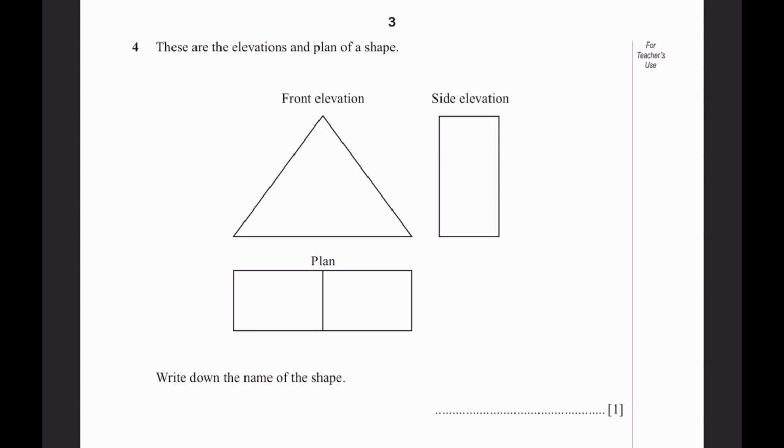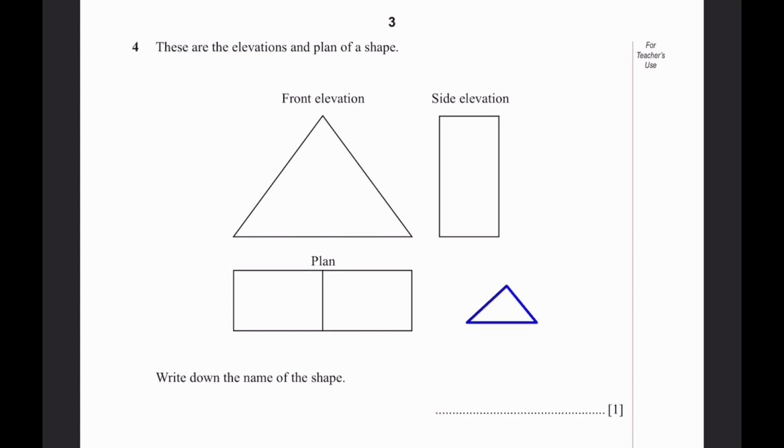4. These are the elevations and plan of a shape. Front, side, plan. This is the triangle, and that's the front elevation. Side elevation is looking from the side of the shape. Plan looks from the top of the shape. Write down the name of this shape. Alright, so first let's draw the front elevation, and let's see what happens. Let's draw it like a 3D shape.